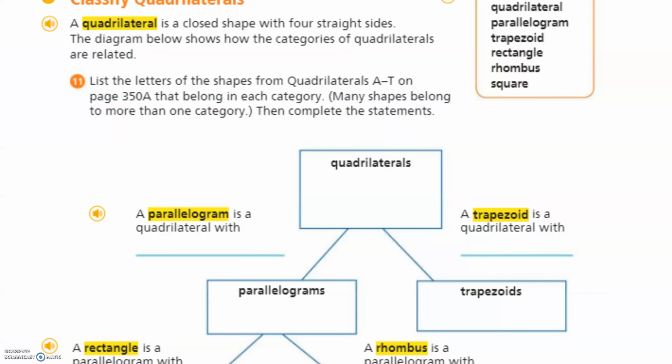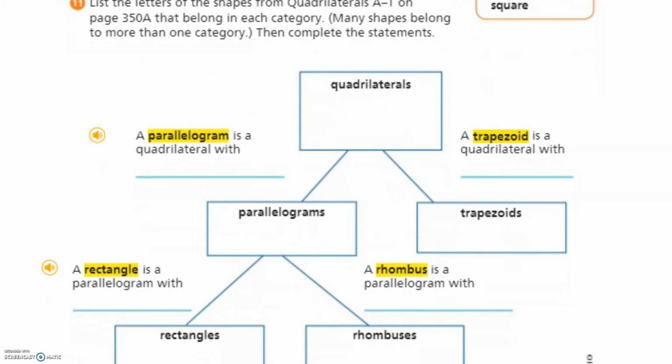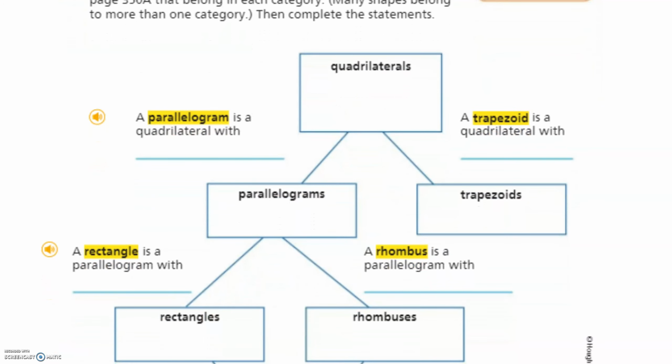You can either turn to page 388 in your textbook if you have it. If you don't have your textbook home, what I would like for you to do is to take out a piece of paper and try to make this chart with us. You don't have to do the squares like we have, but maybe write the words in bold like quadrilateral here and make the chart with us.